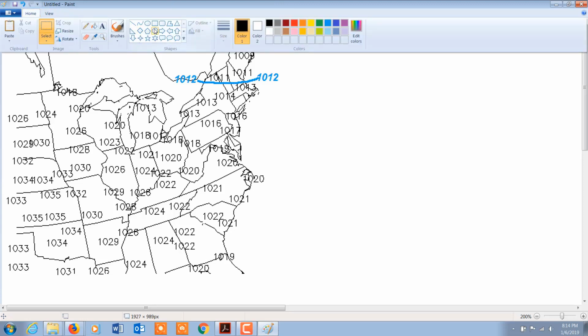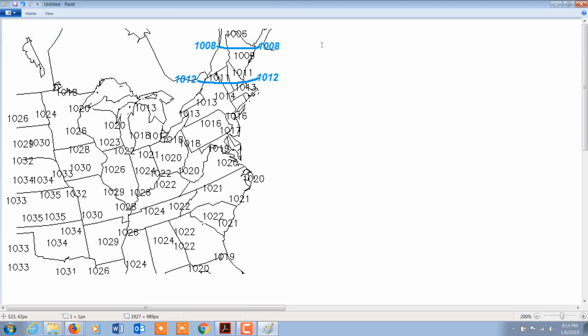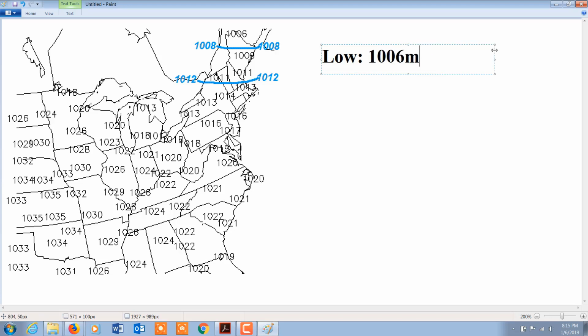So here, I've already identified the lowest pressure is, let me extend that a little bit, 1006 millibars. On the other hand, the highest pressure is 1035 millibars. Now, in order to determine what isobars you're going to draw, you need to determine what numbers between 1006 and 1035 are divisible by 4.